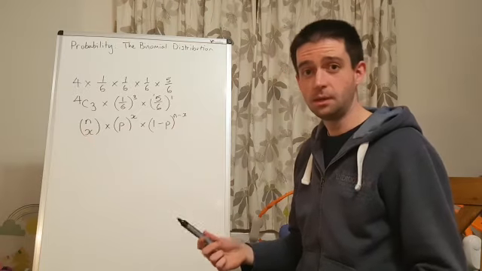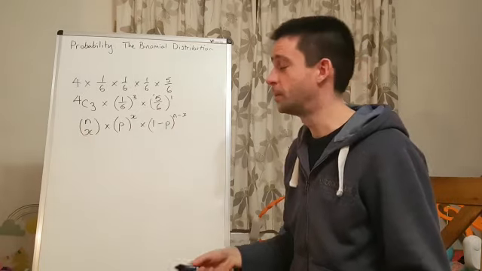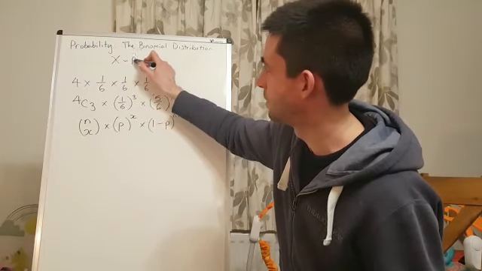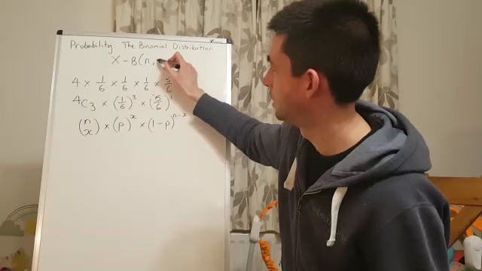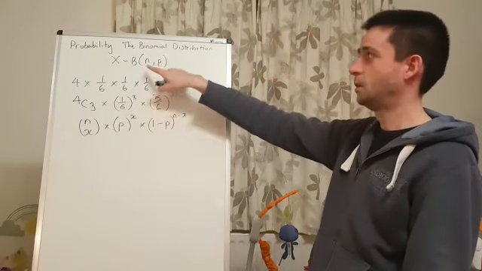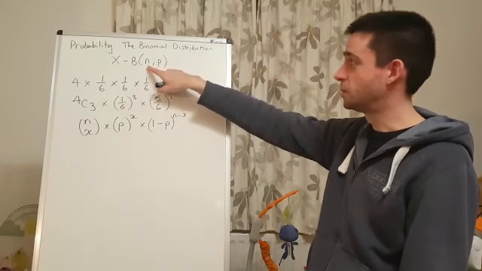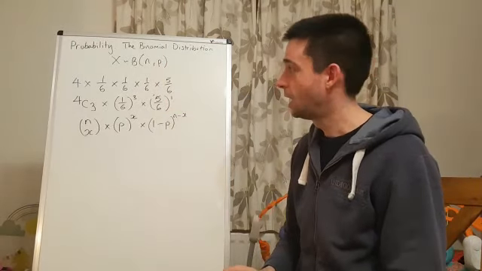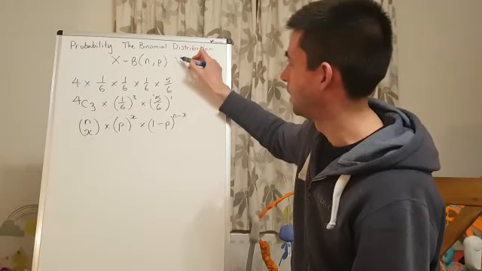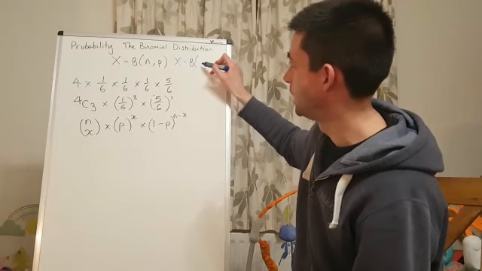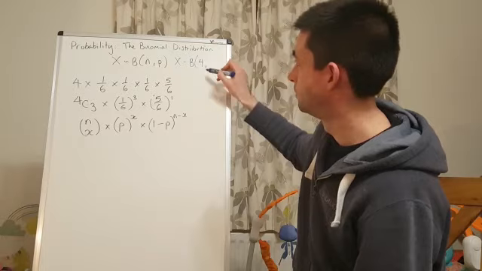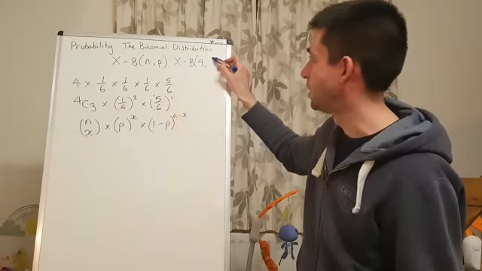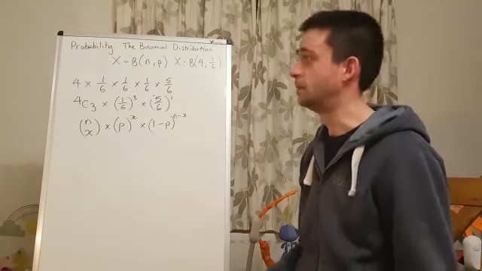The way that we write this, the way that we state that we are using a binomial distribution, is we write that x follows a binomial distribution B(n, p), where n is the number of trials and p is the probability of whatever we're terming as a success. So in this case here, x would be following the binomial and n would be 4, because we had 4 attempts at rolling the dice, and p would be 1/6 because that was our probability of success.